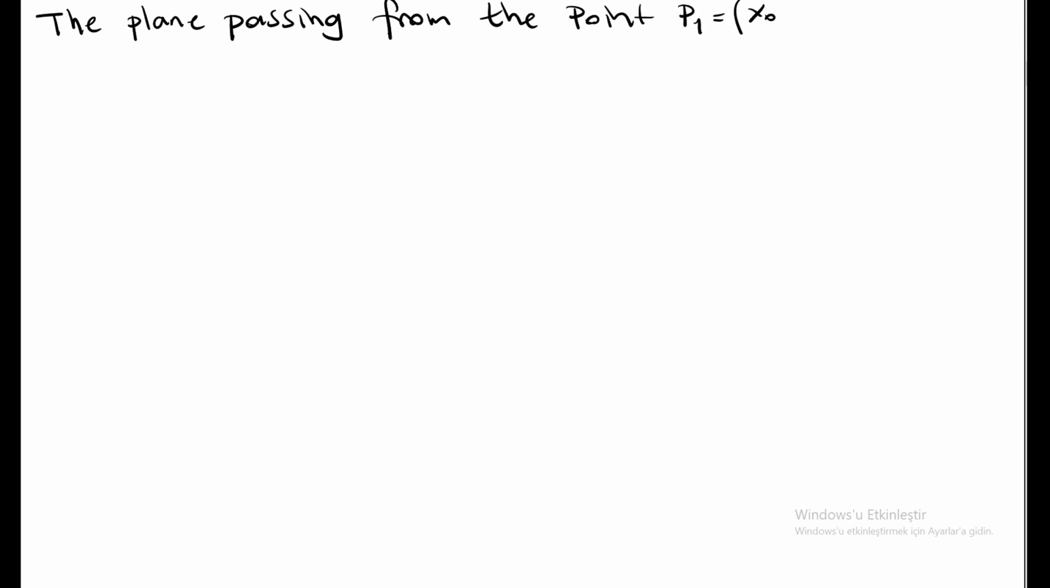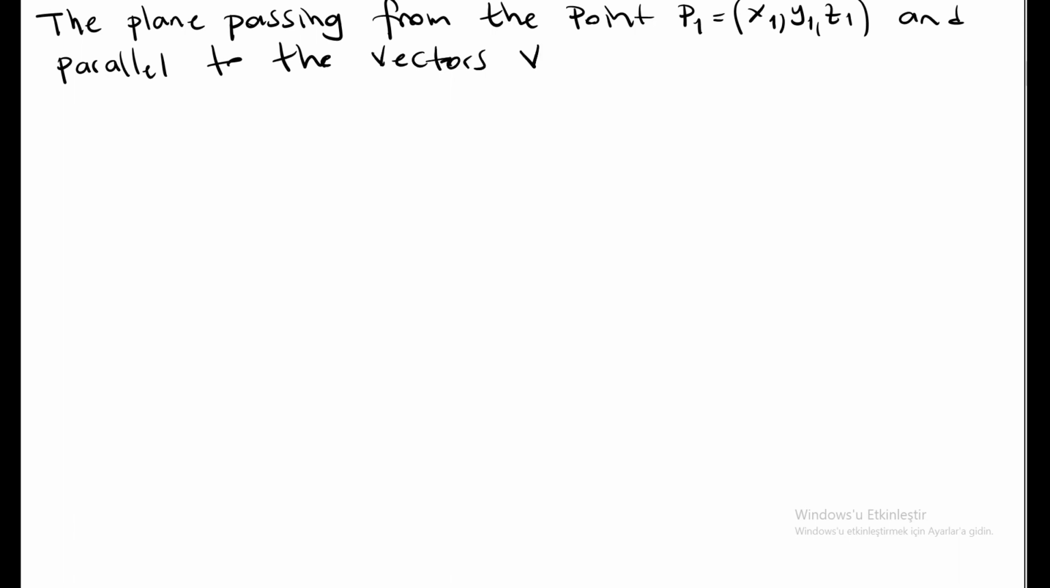Okay, now this one. The plane passing through only one point, x1, y1 and z1, and parallel to the vectors, let's say v1, a1, b1, c1, and v2, a2, b2 and c2.